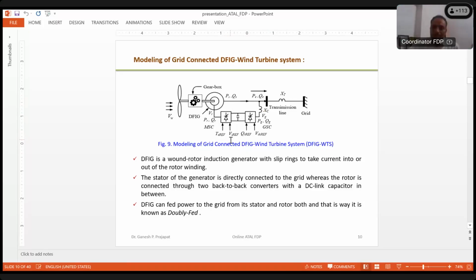Similarly, if you have some reference value regarding the stator voltage, then we can control the stator voltage also out of this generator. Similarly, reactive power and the DC link voltage can also be controlled through these two converters. Now, how can we perform the control using these converters so that it can track its reference value of torque and then supply this stator voltage as well as rotor reactive power and DC voltage?